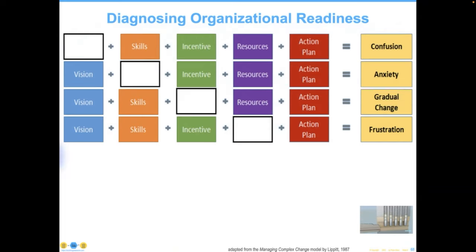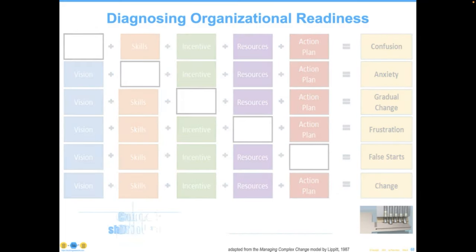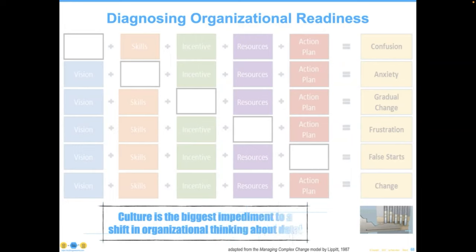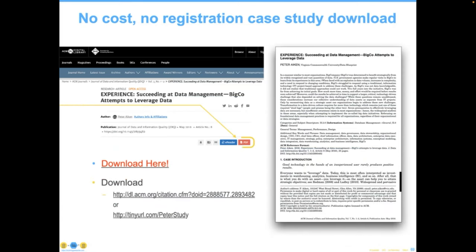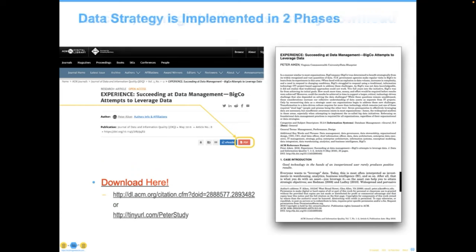When I look at an organization and I see, I'll just pick the middle line there, vision, skills, incentive, and an action plan, but I see frustration, I know they're missing resources. And this is a wonderful model done by Mary Lippitt, who did a great job. The point of the diagram, just like the key, is that unless you have all of these things lining up at once, you will not change the organization. And culture is the biggest impediment to shifting organizational thinking about data. You can't just say we're going to do data better and not have an actual plan in order to do this. I have an absolutely free of charge case study that you're welcome to download if you want to learn more about that particular piece.